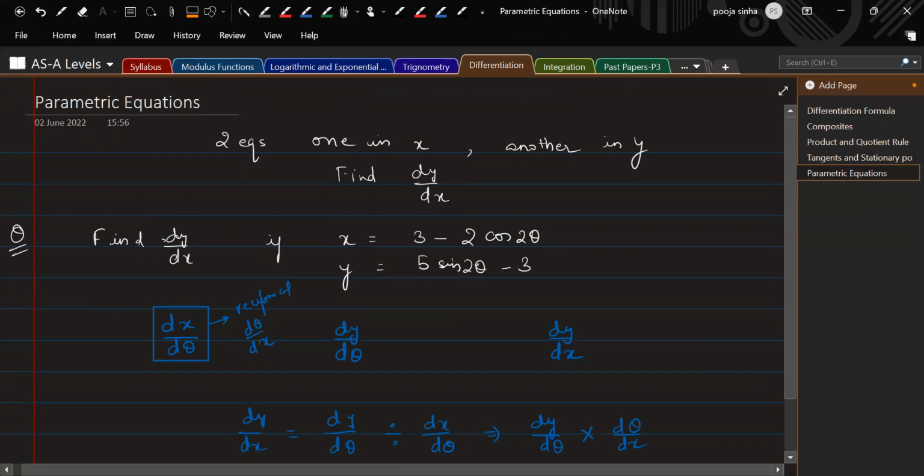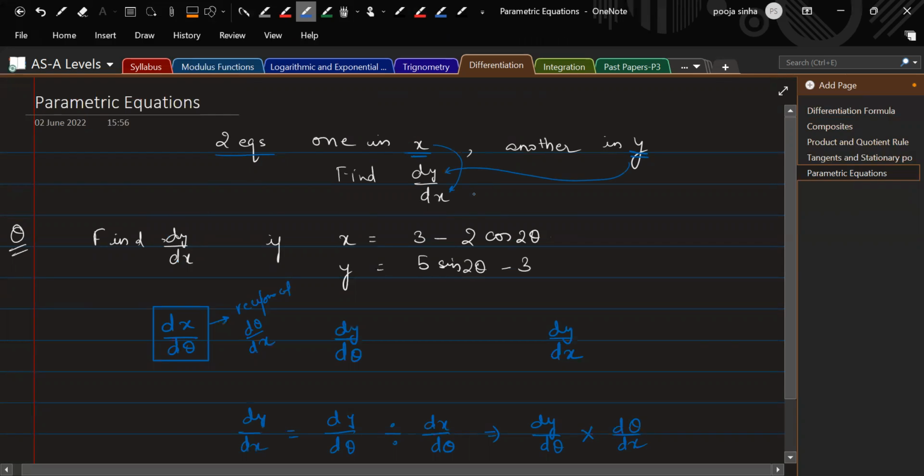इसी को बोलते हैं parametric equations. जहां पर हमारे पास जो equations हैं वो दो equations के form में हैं, एक x में है एक y में है. The variables can change, okay? और आपसे बोला जाएगा जो दो equations हैं, एक x के form में और एक y के form में, dy by dx निकालो.